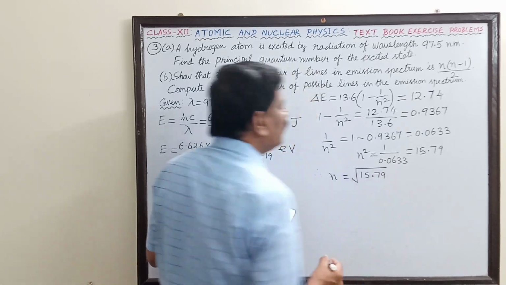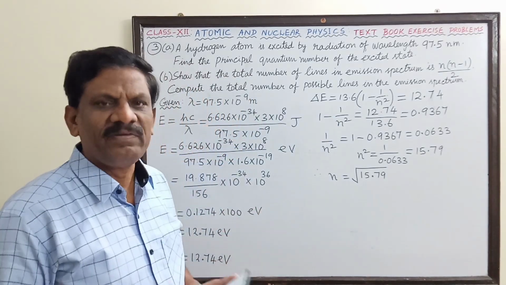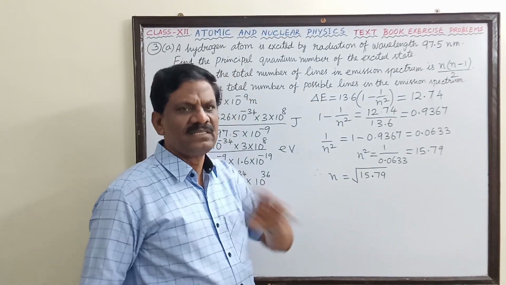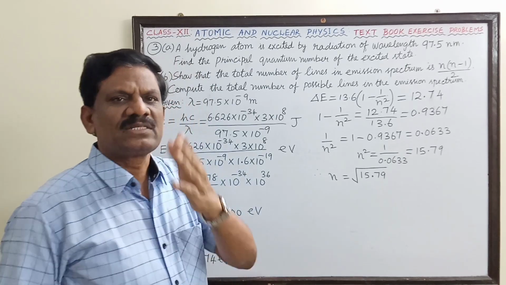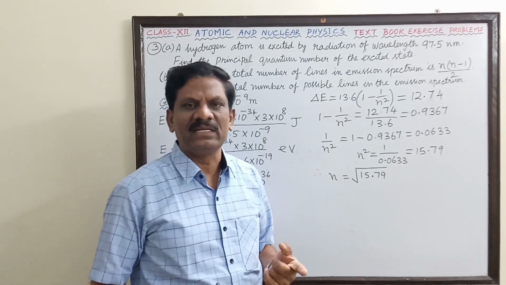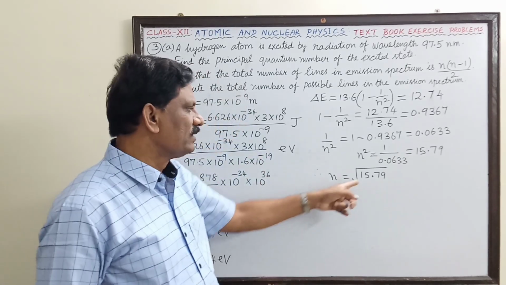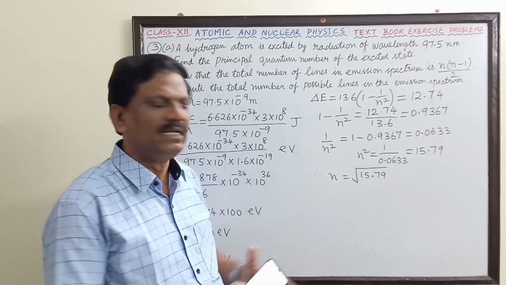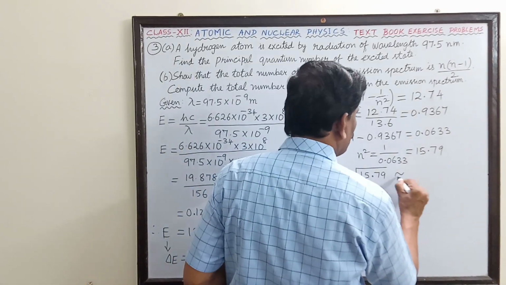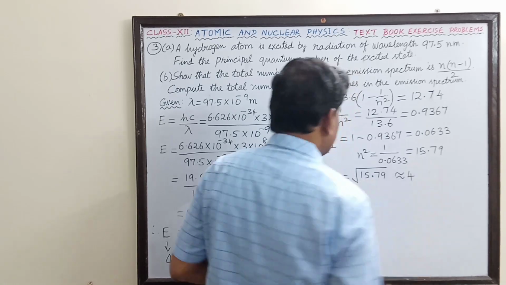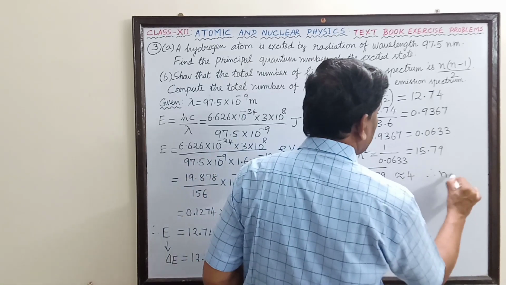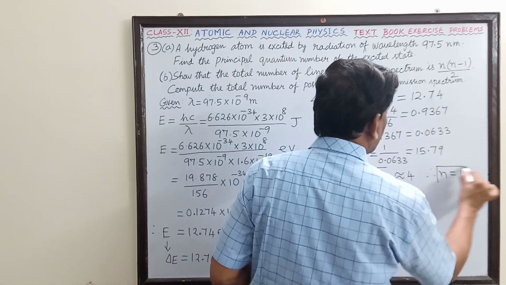Therefore, n is equal to square root of 15.79. Now, roughly speaking, square root of 16 is 4, is it not? The square of 3 is 9. Square of 4 is 16. So this is very close to 16. Therefore, we can take it as nearly equal to 4 itself. Okay. Therefore, n is equal to 4.